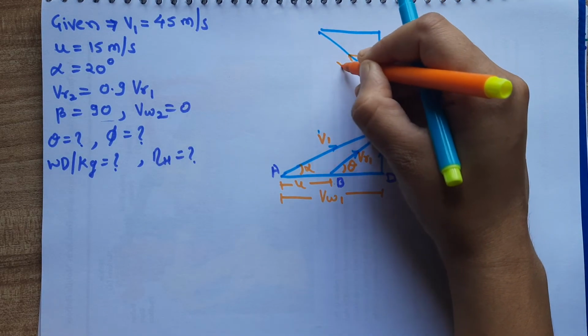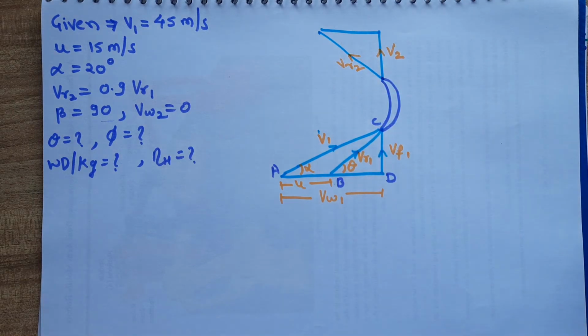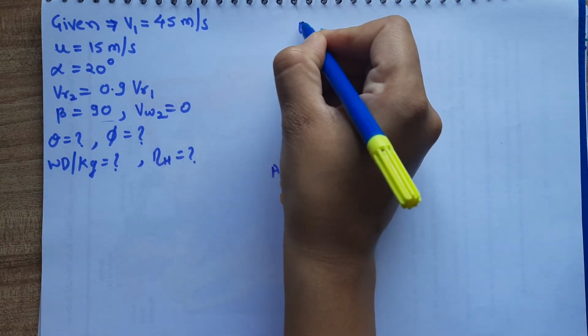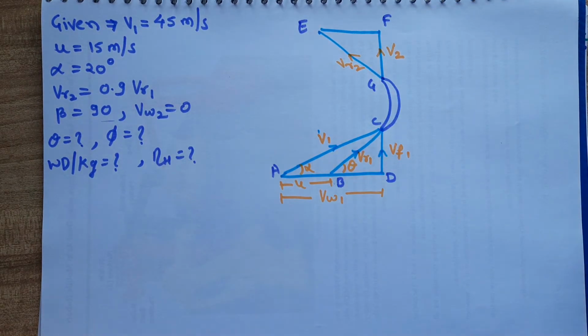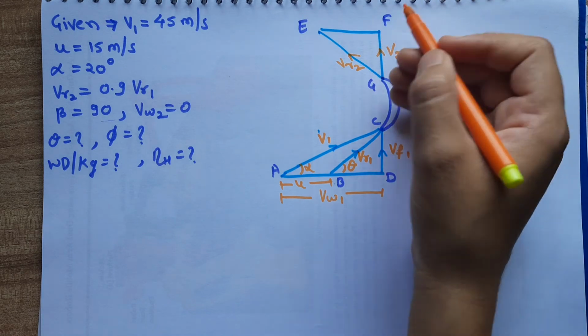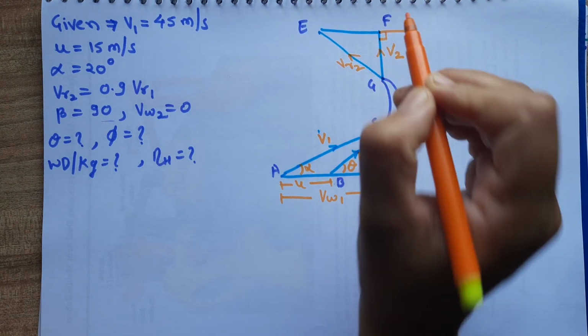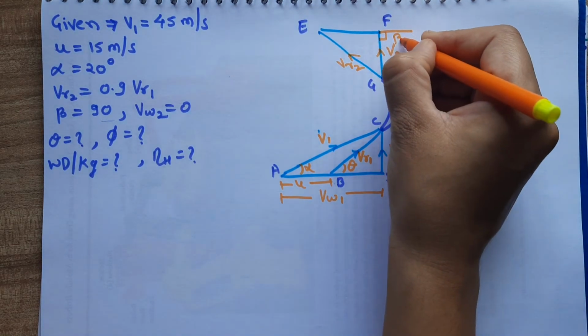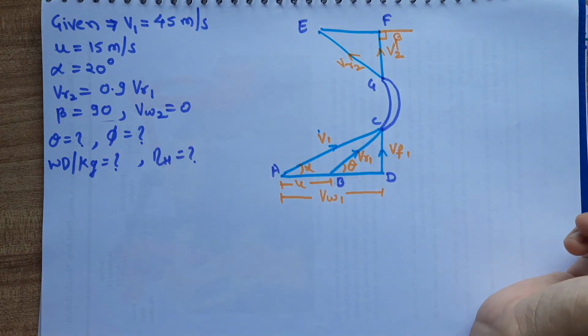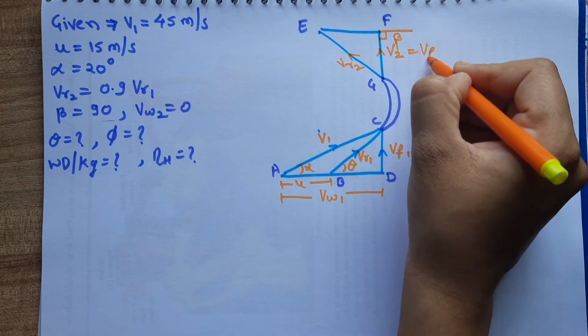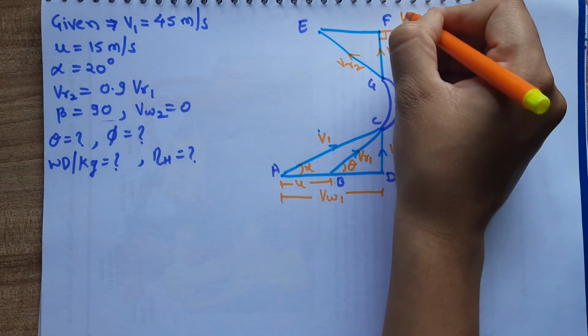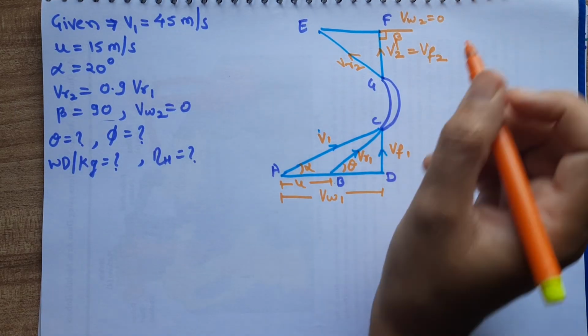This is VR2. E, F, G. Now when this is beta, that is beta equal to 90 degree, at that time V2 is equal to VF2. That means VW2 is equal to 0.